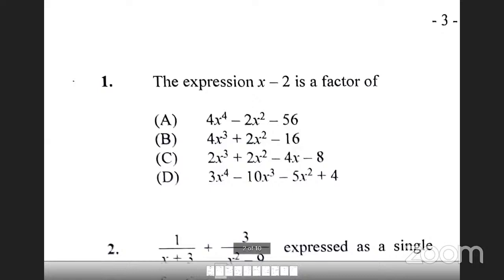All right, nice. So you got an A, right? So plug it in here. 2 to the power 4 minus 2 by 2 squared minus 36. 2 to the power 4 is 16. 16 by 4 is 64. Minus 8 minus 56. So the answer for the first one is A. All right?